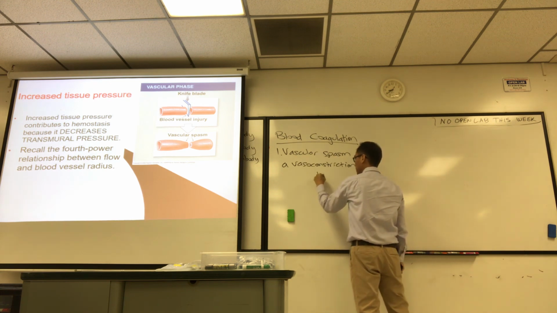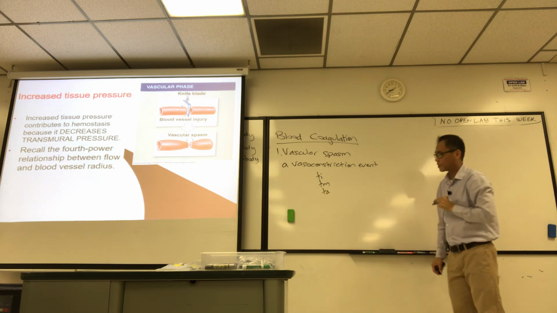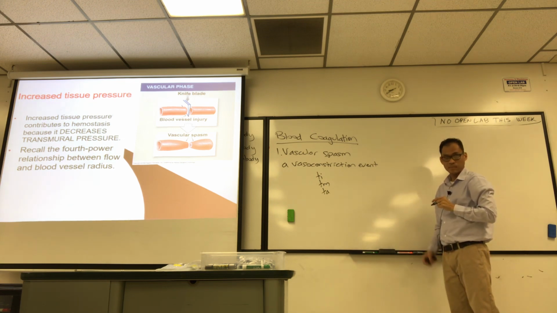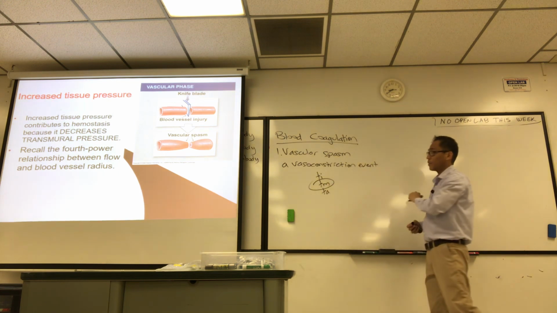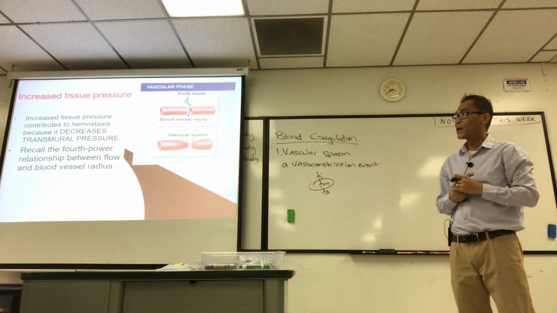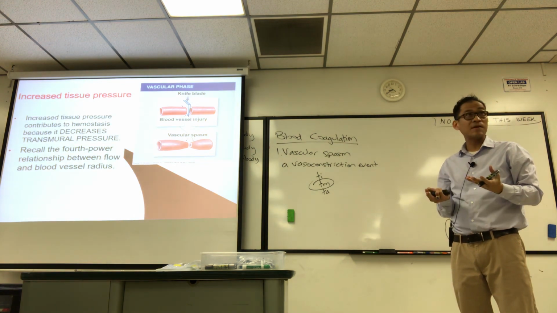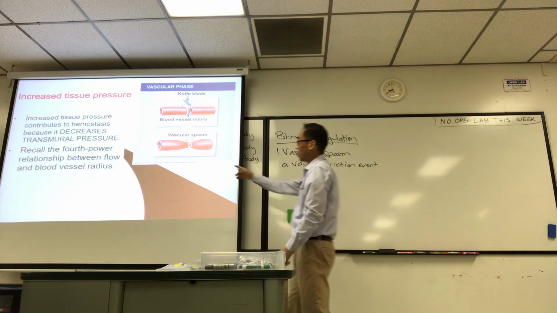Now remember your tunics, TI, TM, TA. Which tunic has the smooth muscle cells that will spasm? The TM. So that's what we're talking about there. That'll increase resistance to blood flow. That'll help minimize the blood loss. So this is what the blood vessel does. You can help by applying pressure, right? By applying pressure, you're helping that.